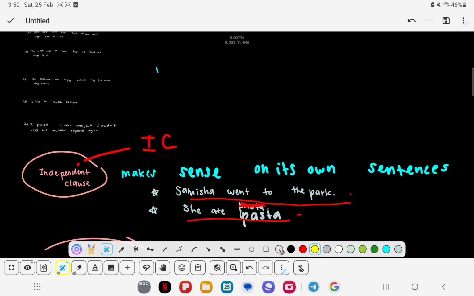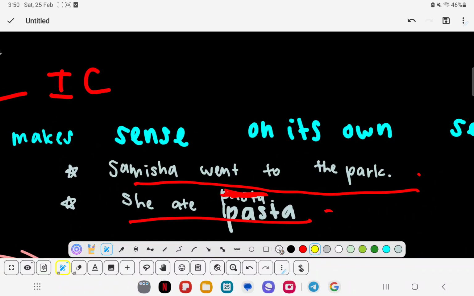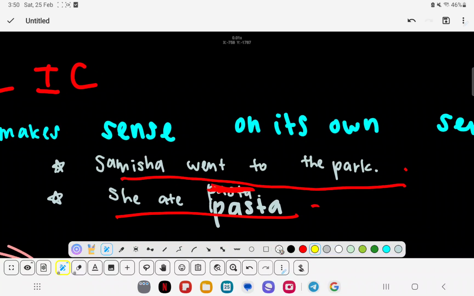For example, you can see here, Samisha went to the park, and as the second example, she ate pasta. Samisha went to the park is a complete sentence. It's not a hanging sentence. It does not need any additions. Also, she ate pasta is a complete sentence with no extra words. We call it IC, which is independent clause.